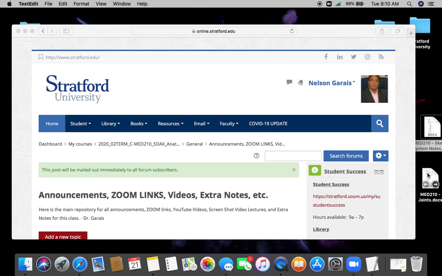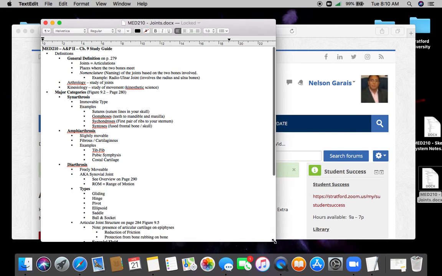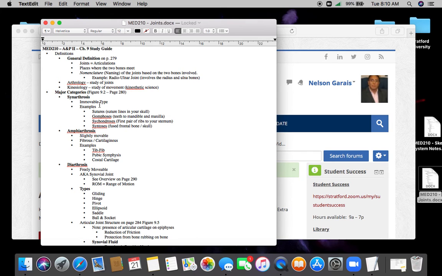Now let's look at some of the items regarding joints. There are three kinds of joints, and if you look here, now what are joints? Joints are articulations or any place where two bones meet. Arthrology, study of joints. Kinesiology is kinetic science or kinesthetic science. I've seen it called kinetic science. It's the way you move.